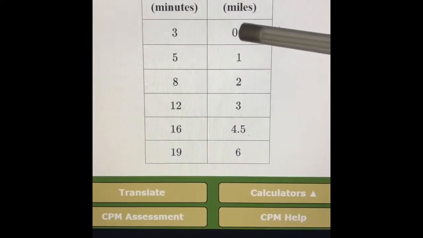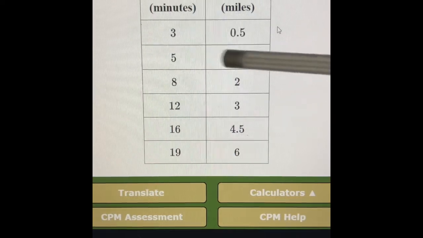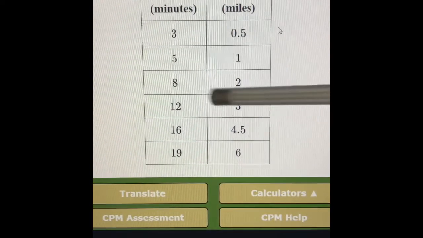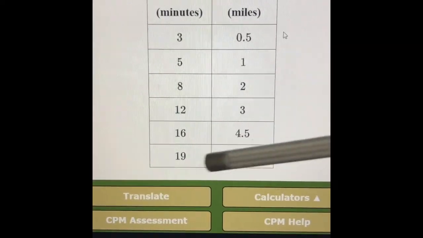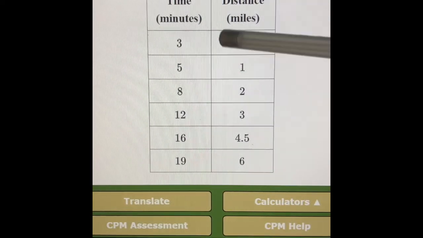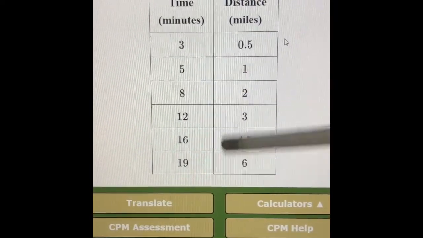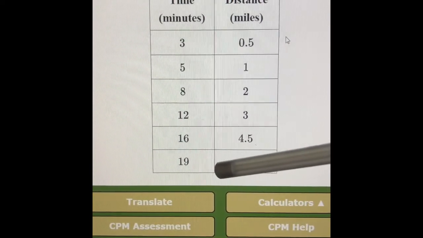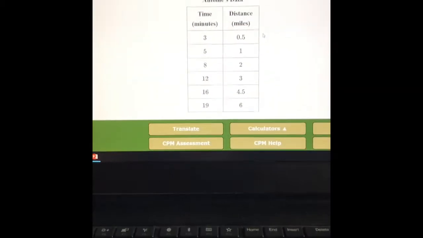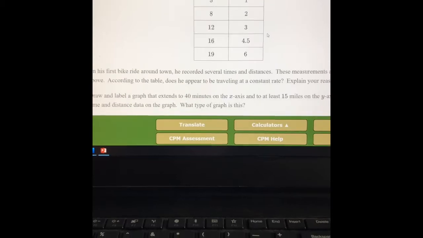If he was, then every single one of these numbers, if I divided this by this and this by this and so on, would all have the same rate, the same value every single time. Okay. So he's not going at a constant rate.